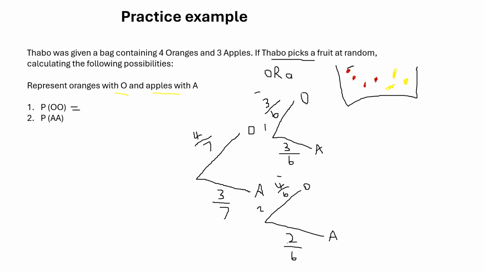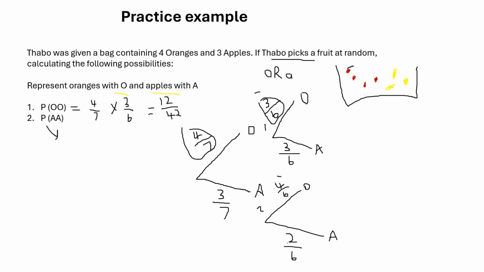Remember, now they're asking us to find the probability of OO. This is your first O that you have here, and then our second O is this one. So it's this O here and this O, they're multiplied by each other. To get the answer, you just do 4/7 and then multiply that by the other one, which is 3/6. So your answer will come back as 4 times 3, that's 12, so it will come back as 12/42, which you can also put as a decimal if you want. That'll be the first one.